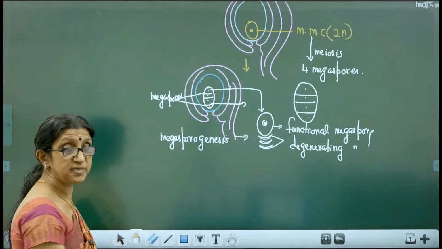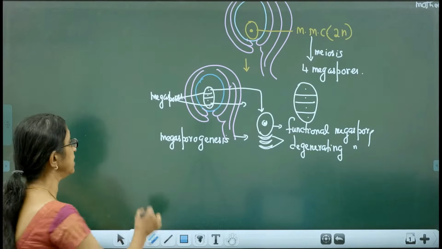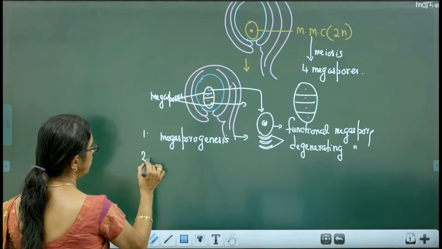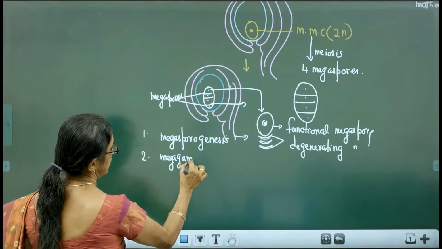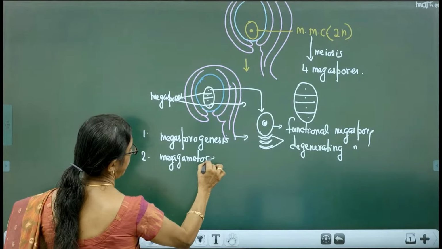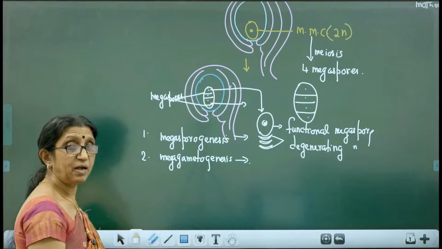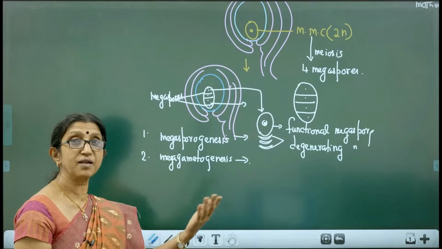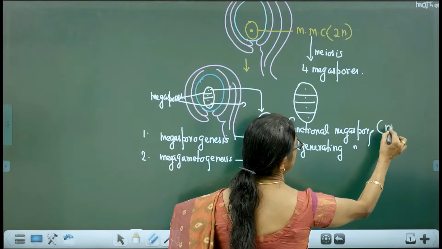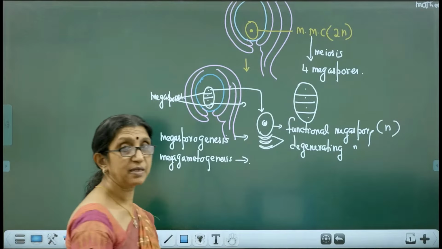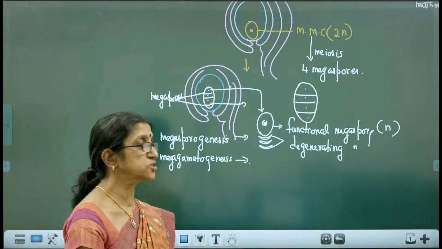And next one is megagametogenesis, which means development of the female gametophyte. The process begins with the functional megaspore. What's the nature of this? It is haploid, because the division by which the megaspores are formed is meiosis, that is reduction division.